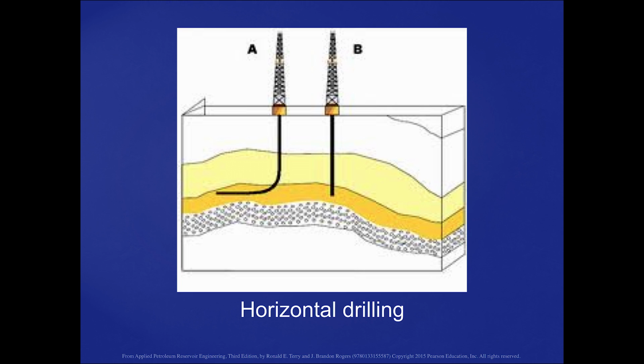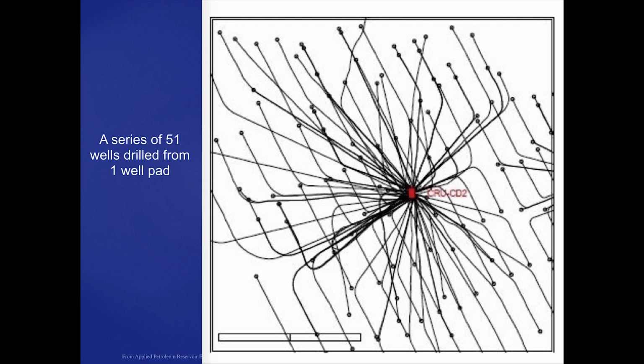One thing that has added to the success of producing from known oil and gas reservoirs is the concept of horizontal drilling. This slide shows a well where the drillers have gone in perpendicular to the surface. They've reached a point where what we call the pay zone, where the oil and gas exists, and then they turned it at a 90-degree angle and went through parallel to the pay zone. Here is a picture showing a series of 51 wells that were drilled from one well pad. So the concept of horizontal drilling has really added efficiency to the drilling and production process.